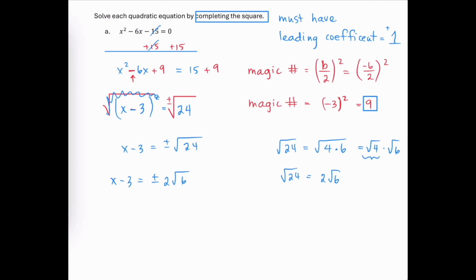Now the last thing that we need to do in order to solve for x is to simply add 3 to both sides. So the 3's cancel out on the left. We have x is equal to 3, and 2 radical 6's are not like terms, so they cannot be combined. So we'll just have to write them down separately. 3 plus or minus 2 square roots of 6. And these are the two solutions for this quadratic equation.